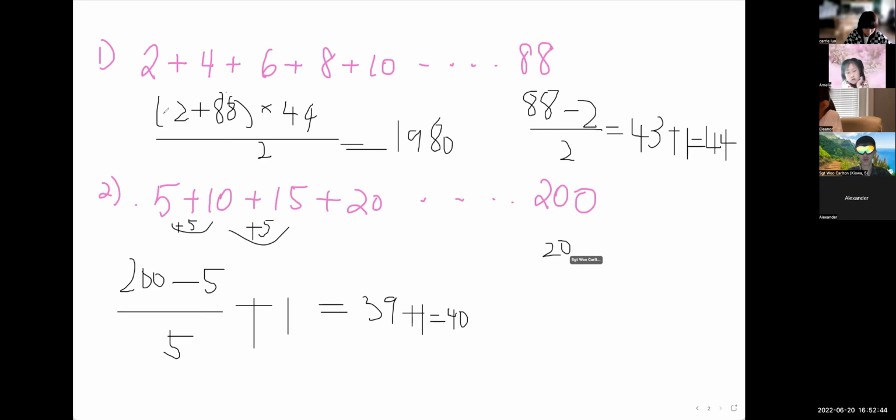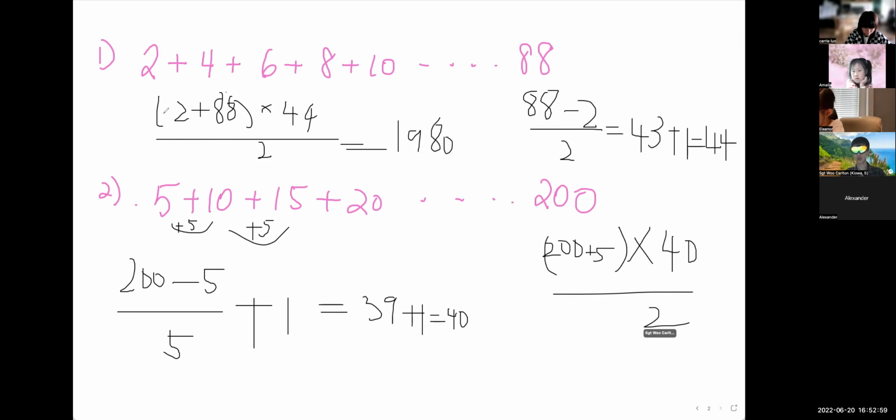And then we do the usual thing again, 200 plus 5, brackets, times 40, divided by 2. So in this case, you should get 4,100.